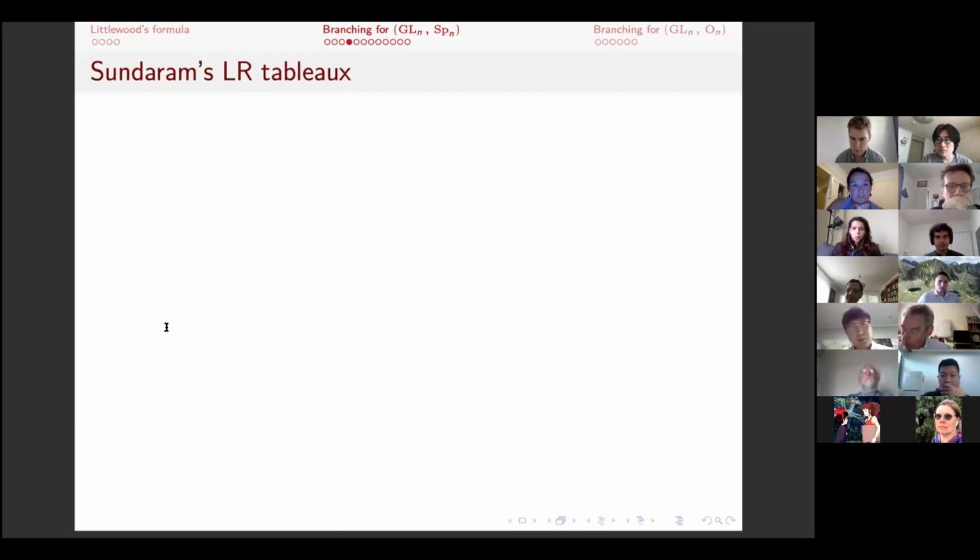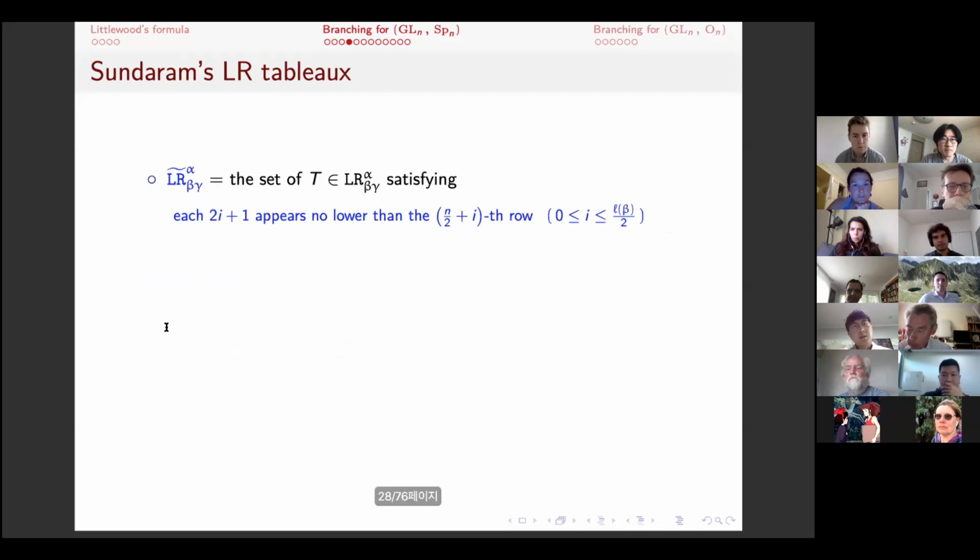Let me introduce the results by Sundaram. For this, we need to consider certain error tableaux with some condition. Let E-tilde(alpha, beta, gamma) be the set of error tableaux satisfying that each odd letter 2i+1 appears no lower than the (n/2 + i)-th row.